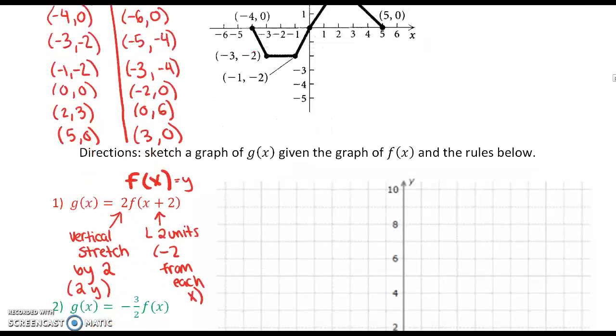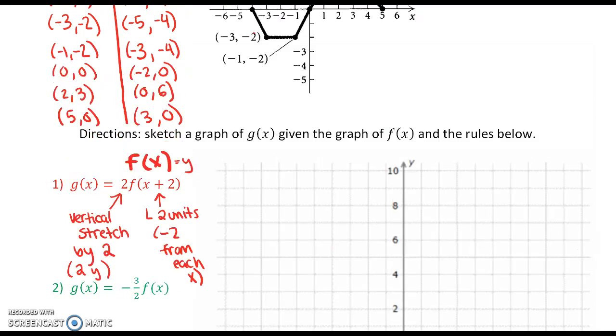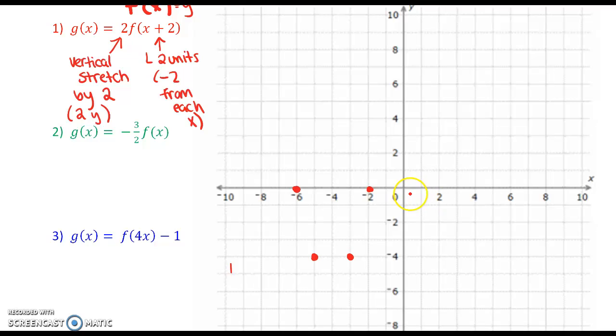So -2, 0. Now I got 0, 6, and 3, 0. So 0, 6, and 3, 0. So if I connect the dots, again, I still have the decreasing constant, then it's increasing, and then it's decreasing again. So it's the same structure, but it's been stretched out, and it has also moved over, which you can see by this point here.